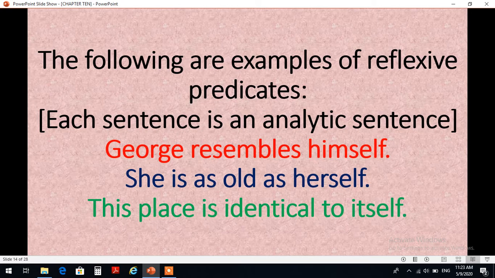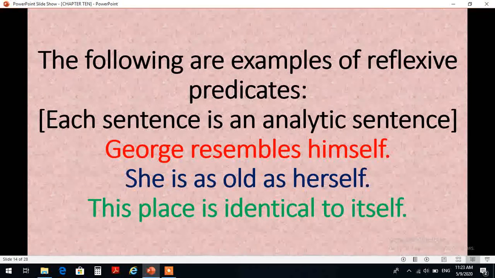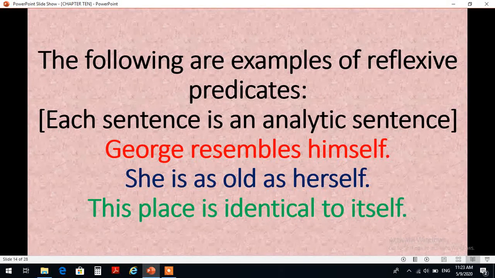The following are examples of reflexive predicates. Each sentence is an analytic sentence, and you remember the definition of analytic sentence, it should be always true. So when we say George resembles himself, she is as old as herself, this place is identical to itself. As you see, in all these examples, we have reflexive pronouns, himself, herself, itself. So when the relation here refers to the same entity, we will say that in this case there is the property of reflexivity.